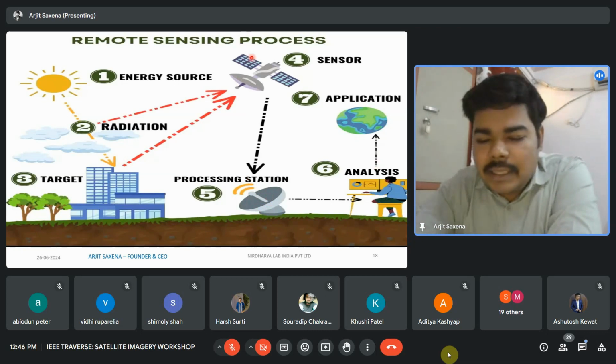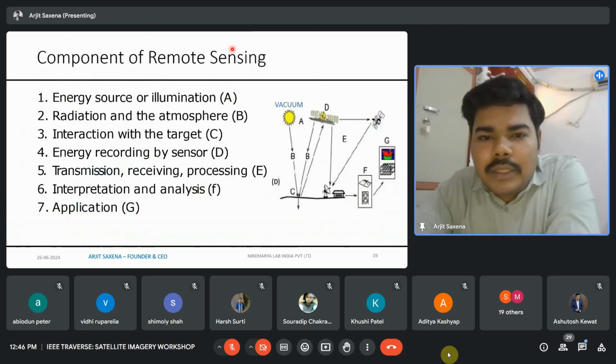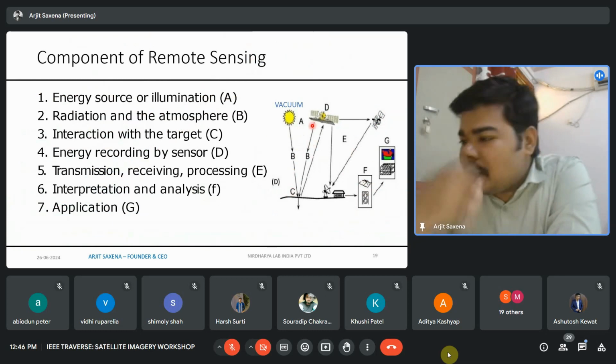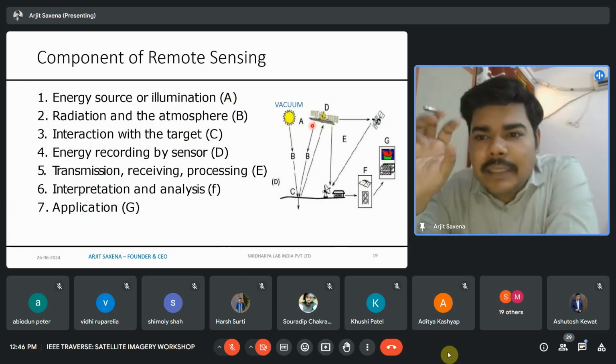Now let us see it in a detailed way. So these are the 7 components: A, B, C, D, E, F, G. So A is the illumination. What is illumination? Illumination is like something is brightening.